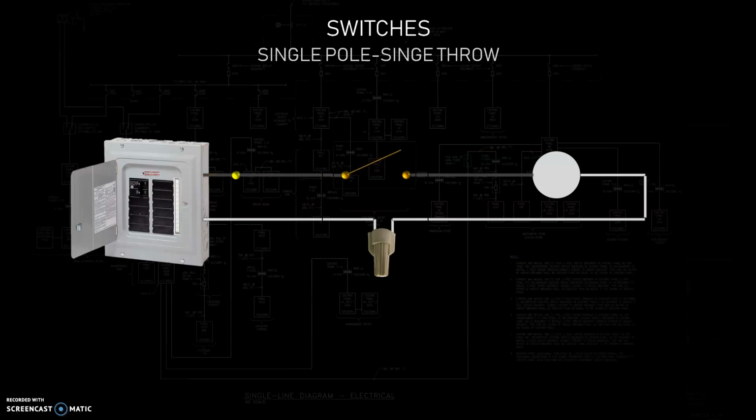Nothing happens. The switch is off. Electron flow stops at the end of this switch here, right? If we turn that switch on, however, we can now see that current flows all the way through and the light lights. Okay, simple as that, right?